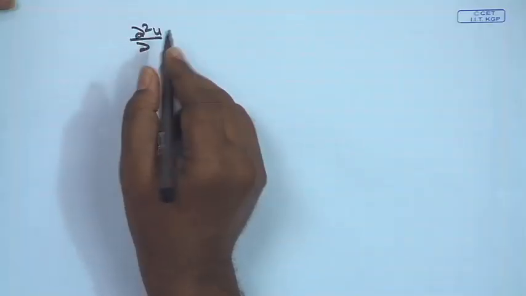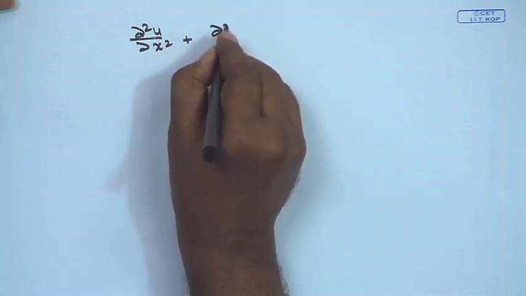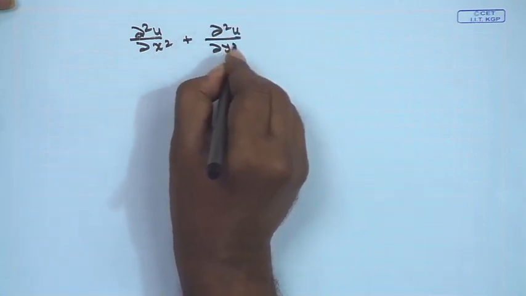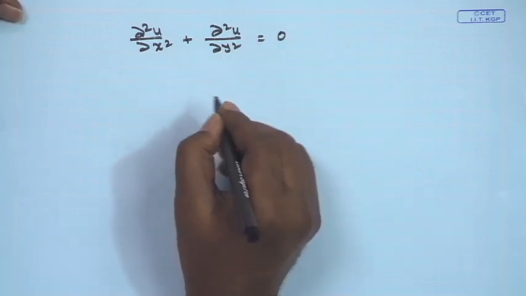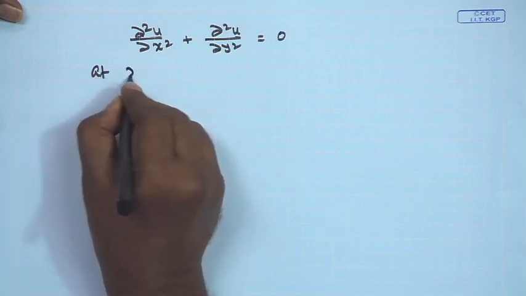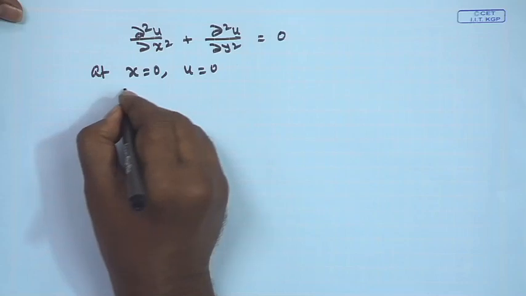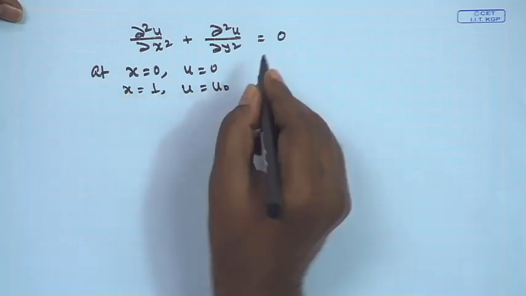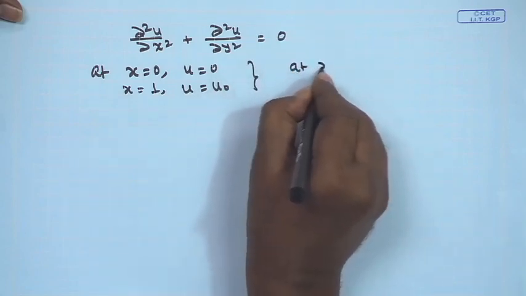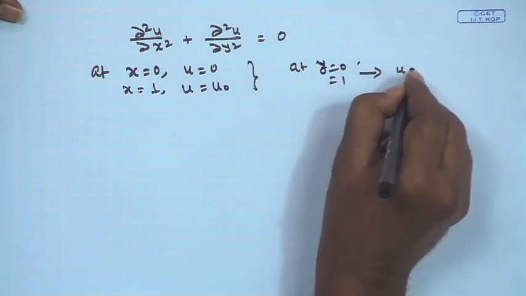So, we will be solving the partial differential equation ∂²u/∂x² + ∂²u/∂y² = 0, and at x = 0 we have u = 0, at x = 1 we have u = u0, and at y = 0 and y = 1 we have u = 0.